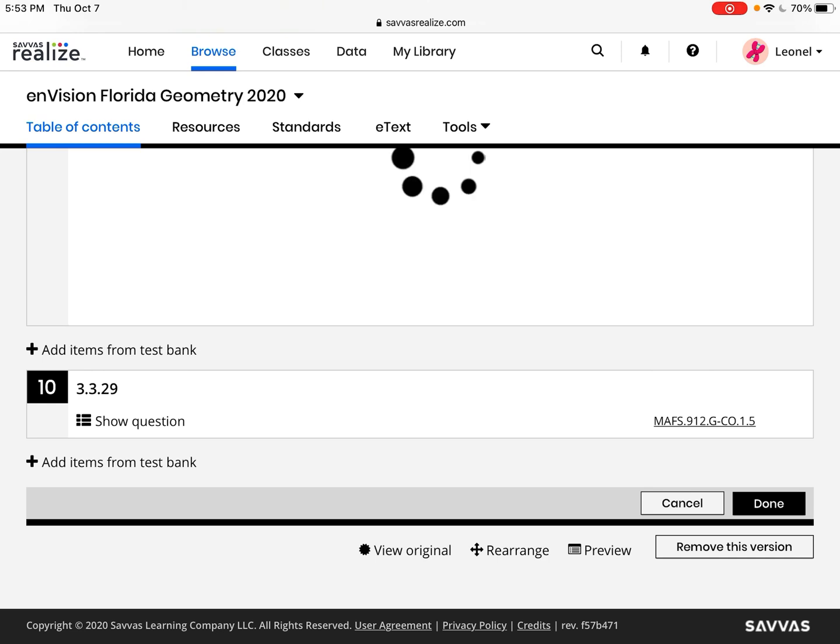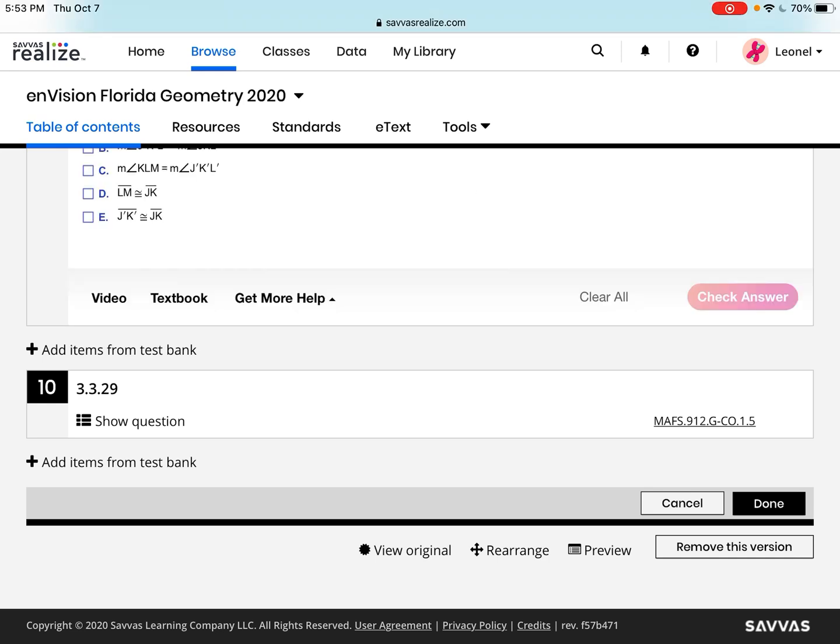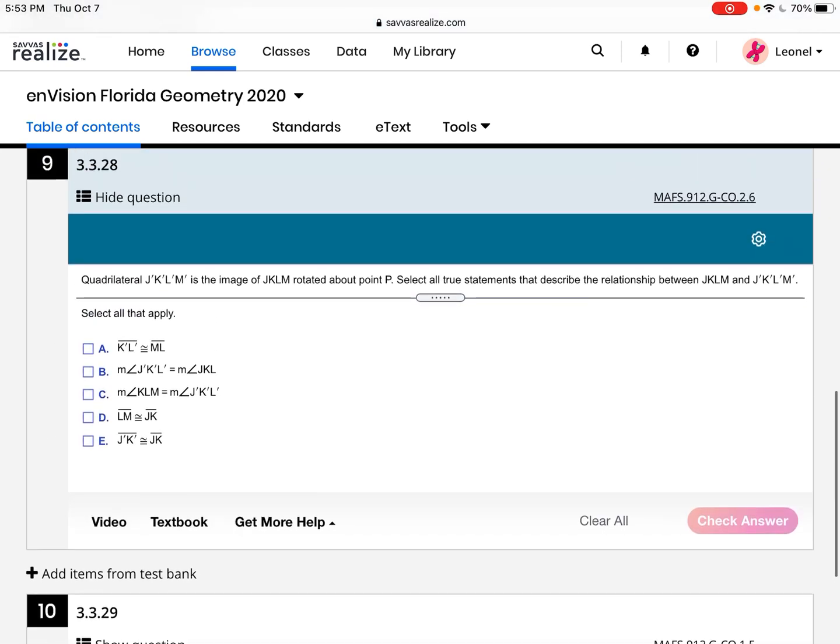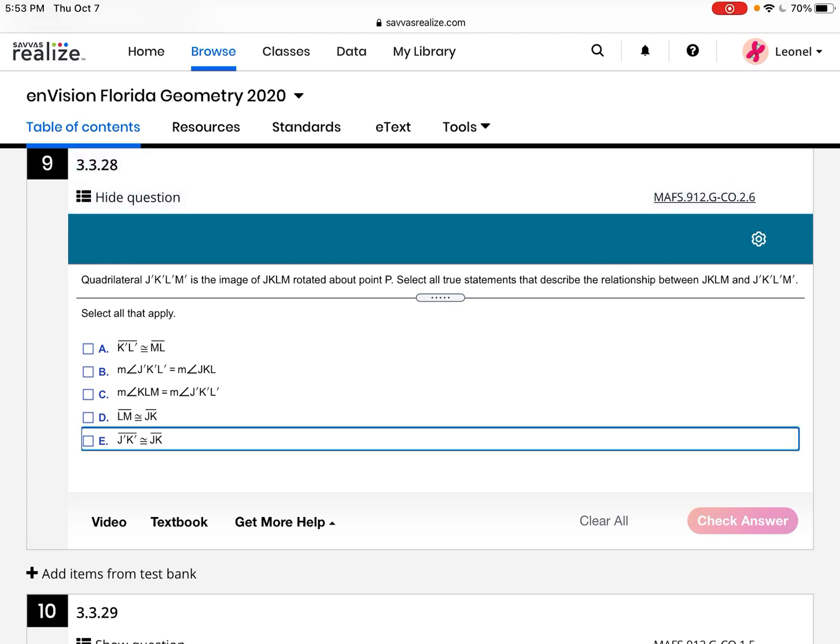Let's go to number 9. Okay. Number 9 says quadrilateral J prime, K prime, L prime, M prime is the image of JKLM rotated about point P. Select all true statements that describe the relationship between JKLM and J prime, K prime, L prime, M prime. All right, so this is a really good question.